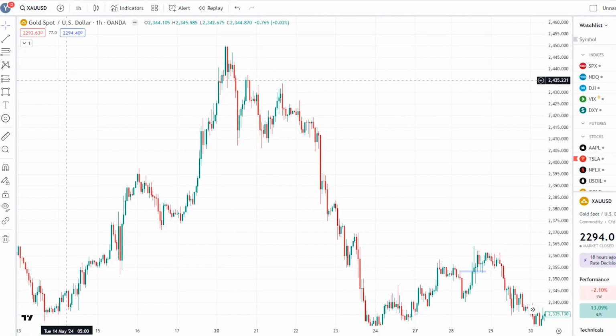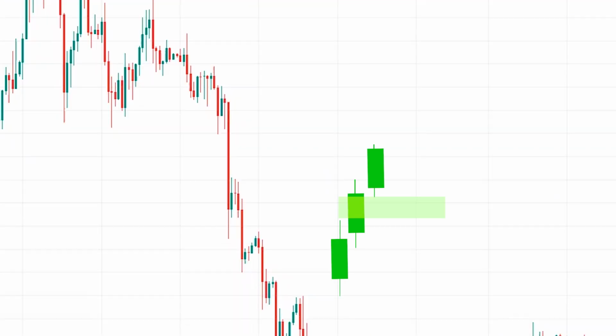So the next thing is how we should be able to identify fair value gap in our chart. Before you can identify fair value gap in the chart, there are two things you need to put into consideration. Firstly, there must be a direction in the market. It's either the market is going on an uptrend or a downtrend. And secondly, there must be three candles where the second candle shows a difference in price between the first candle and the second candle.